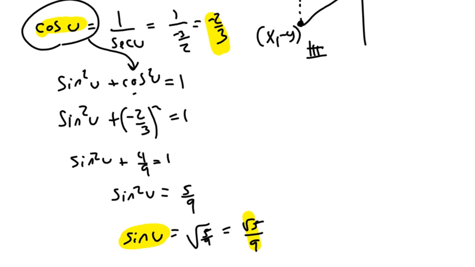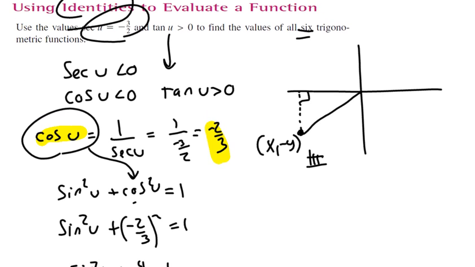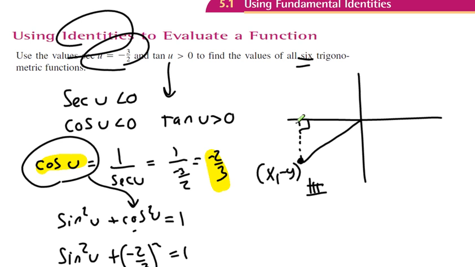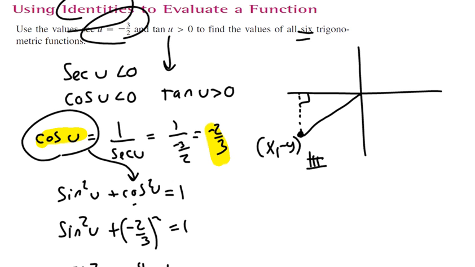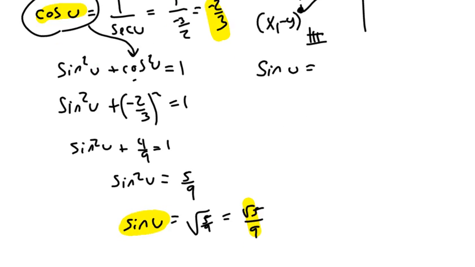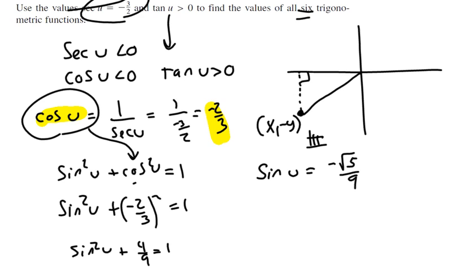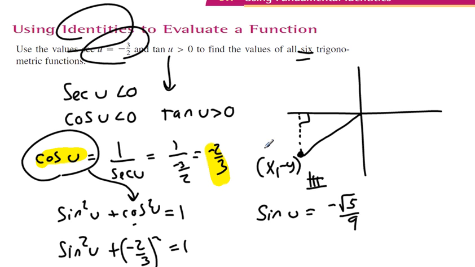But hold on. And this is the big hold on here, and this is the reason why we did this triangle. We need to realize what the sign of our x value is and the sign of our y. Meaning, the sine is the y value, right? So when I say the sine of u, it's actually not radical 5/9, because that's going to stand for the y coordinate. It's actually going to be negative radical 5/9. And the reason why I know that is because of what quadrant I'm in. I'm in the third quadrant.